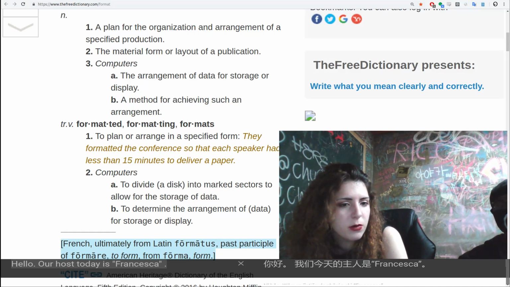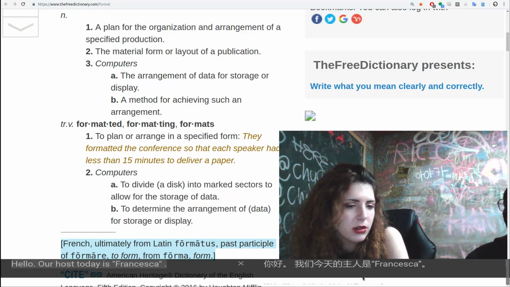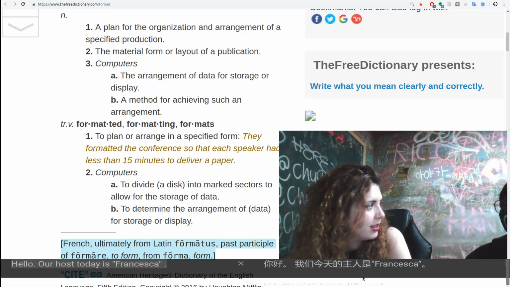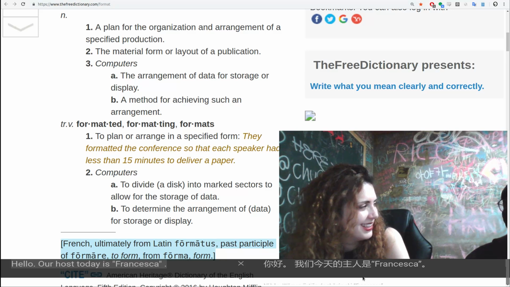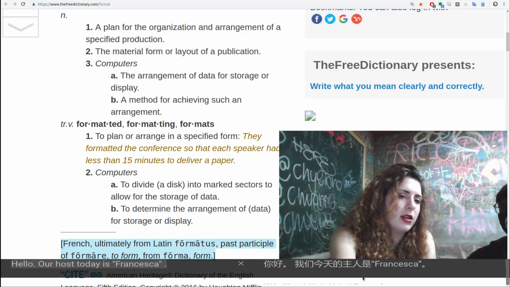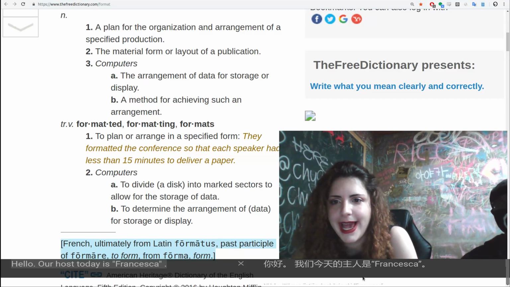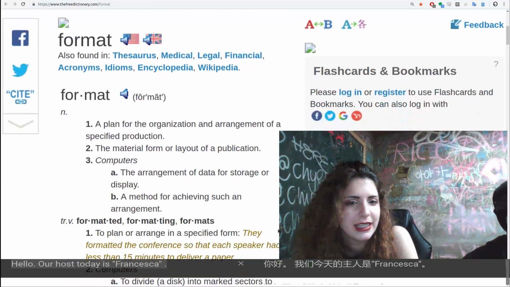From Latin formatus, past participle of formare. Italian is Latin, right? You speak Italian, so you speak Latin. Yeah, I studied Latin. So formatus, form, it is the same thing, right? Forma, that is form. To form. So it's the same thing.